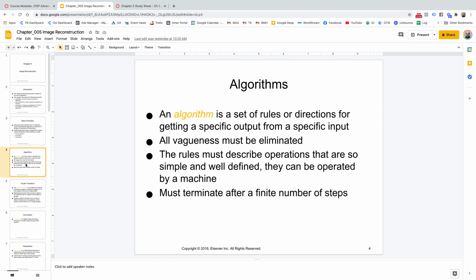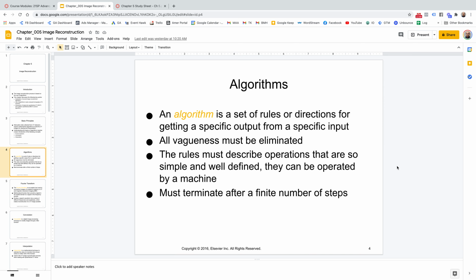An algorithm is a set of rules or directions for getting a specific output from a specific input. So you put in an input, and then there are rules that adjust that input to give you a specific output. All vagueness must be eliminated. It has to be strictly mathematical, very predictable. The rules must describe operations that are so simple and well-defined they can be operated by the machine. And it must terminate after a finite number of steps.